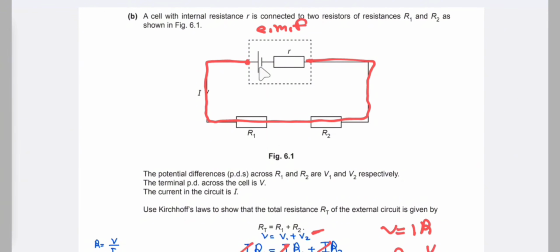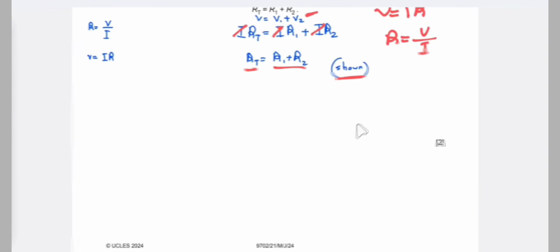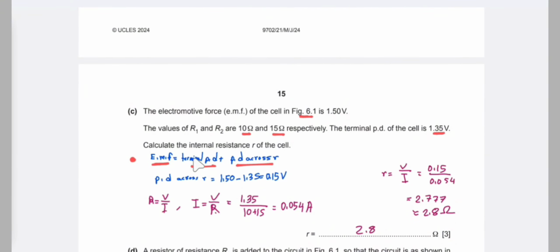So EMF is equal to the potential difference across this internal resistance plus the terminal potential difference. So what is the potential difference across the internal resistance? The potential difference across the internal resistance is equal to EMF minus terminal potential difference.